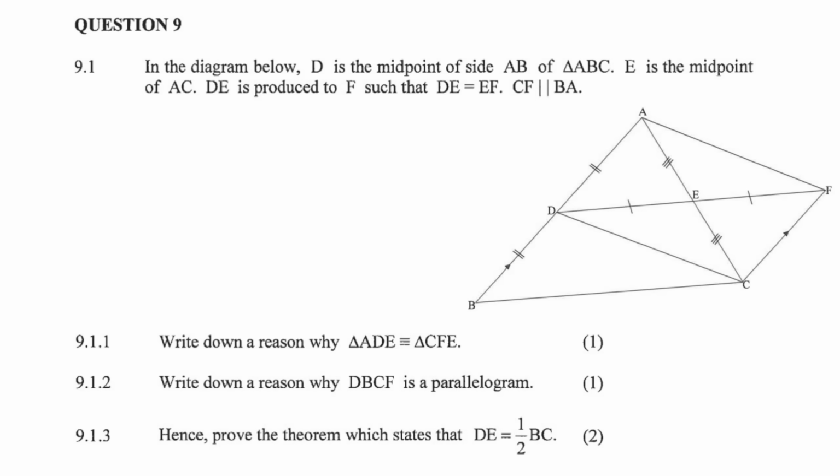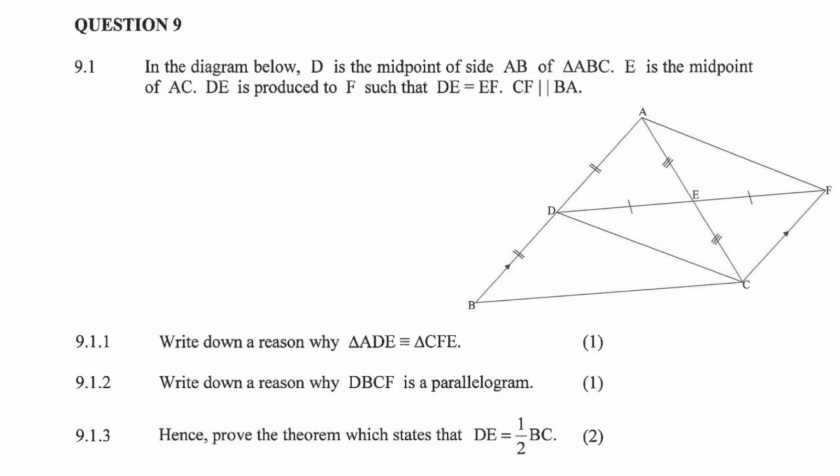In the diagram below, D is the midpoint of side AB. Okay, so D is the midpoint, and they've showed it that these two are the same, so it is the midpoint. What else? E is the midpoint of AC. Okay, so we've got a midpoint over there. Fantastic. DE is produced such that DE is equal to EF. Okay, so they've showed us everything on the diagram, and those lines are parallel. CF and BA. Yes, but they've showed us that.